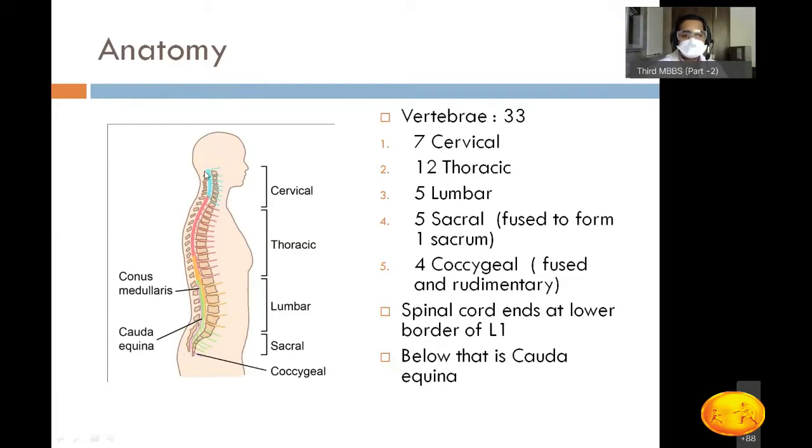Spinal cord, which starts at the cervicomedullary junction, extends usually up to the lower border of the L1 vertebra. Below this level, there are only nerve roots, a bunch of nerve roots. The main spinal cord has ended, and all the nerve roots are there below this. So the lumbosacral nerve root plexus is below this, which is called the cauda equina. And the junction of these two, that is spinal cord and cauda equina, is called the conus medullaris.